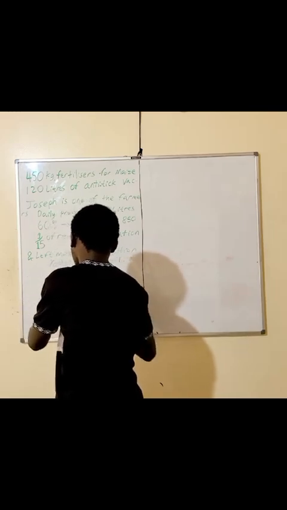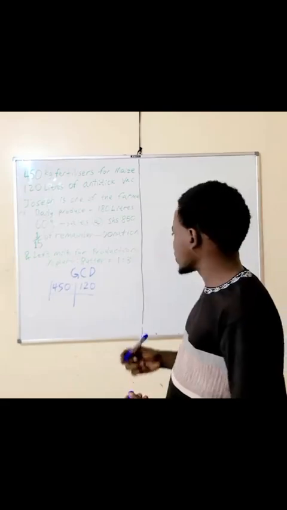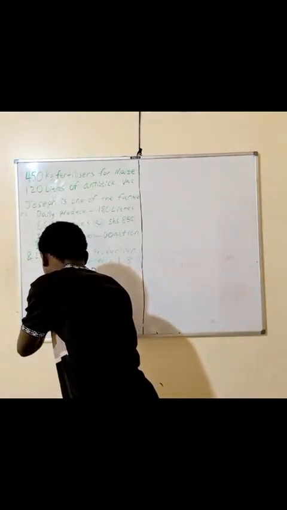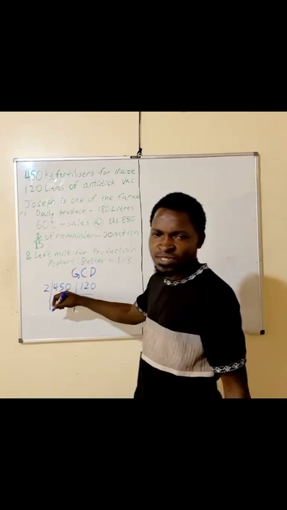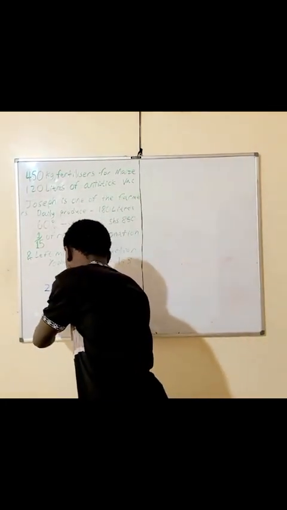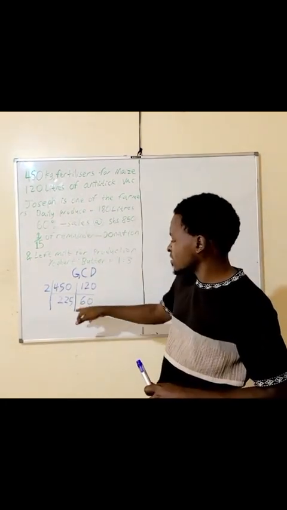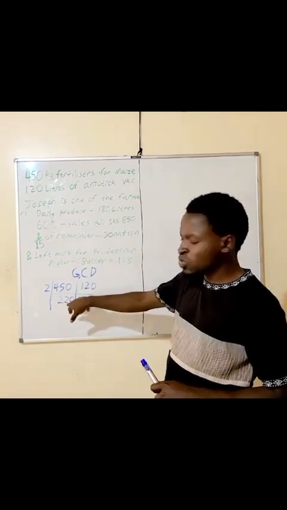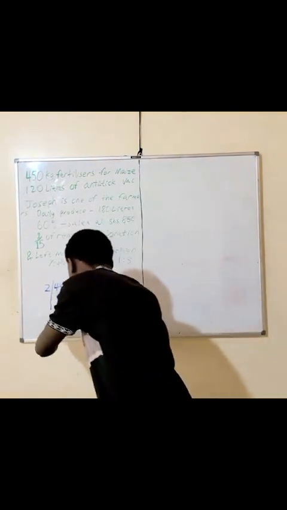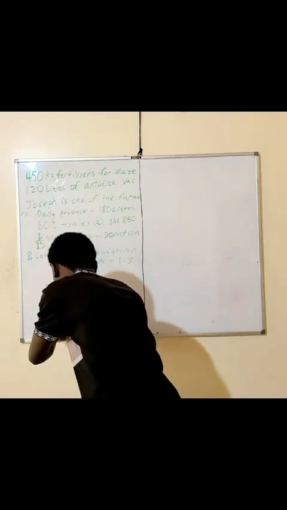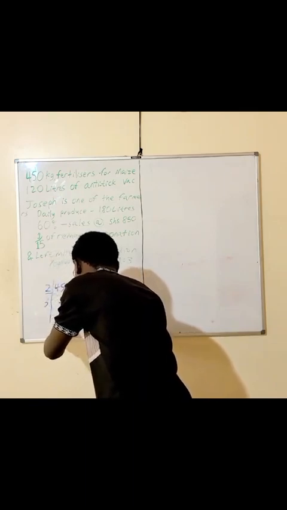450 and 120. We are going to proceed like we are prime factorizing. I'm going to first divide by 2. If I divide by 2 here I get 60, and here I get 225. Then I look for another number that can divide both numbers. That is 3. I'm going to continue dividing by 3. Here I get 75, here I get 20.